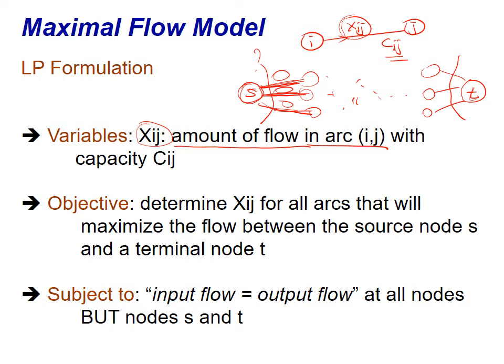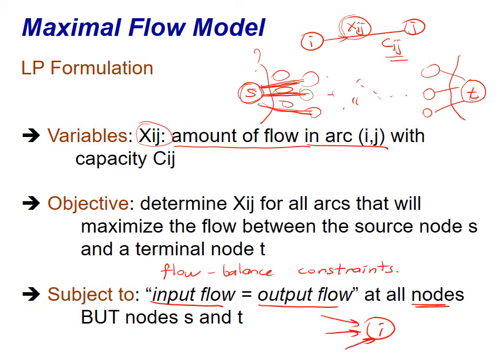What are the constraints of this problem? Simply, in maximum flow problems, there are two constraints. The first one is the node balance constraints, or flow balance constraints. What are these flow balance constraints? At each node, the input flow must be equal to the output flow. Consider this node i, it's connected to some other nodes, so some amount of flow comes into this node i, and this whole amount should be transferred to other nodes.